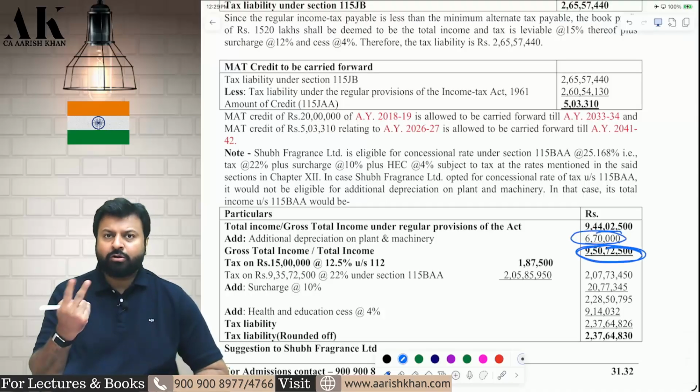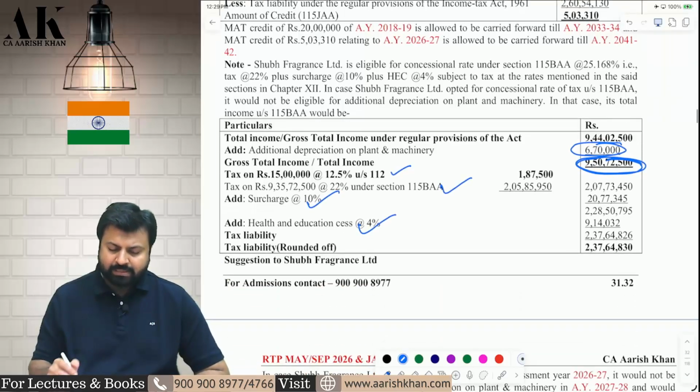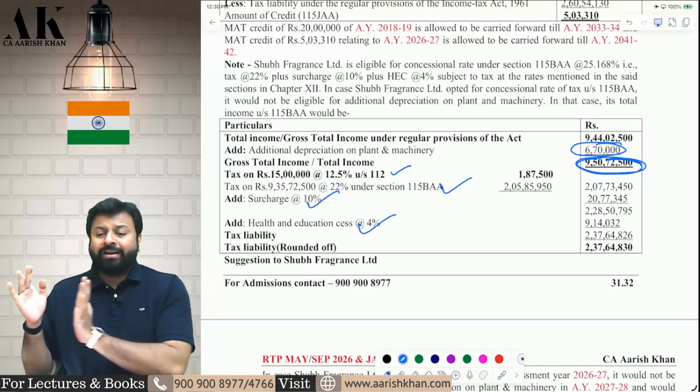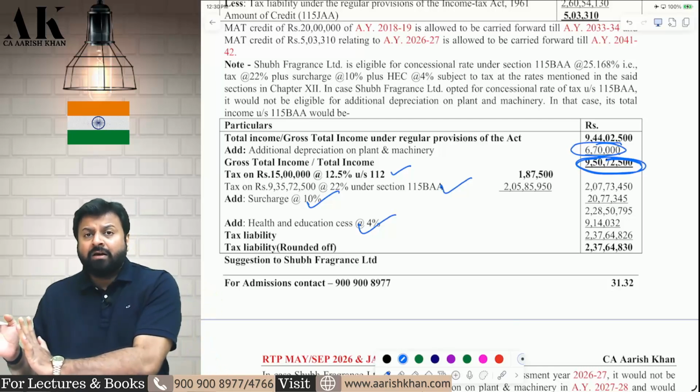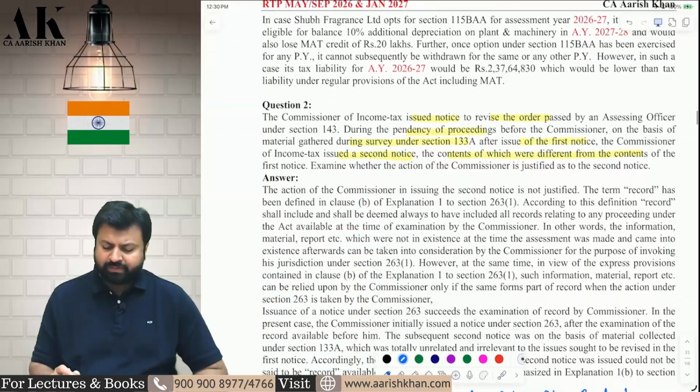In this total income, there are two incomes. One is special income. Long-term capital gains will be chargeable at 12.5%. Other income will be chargeable at normal rate of 22% tax, 10% surcharge, 4% cess. And ultimately, you check which is beneficial. Is the normal provision beneficial or is the 115 BAA beneficial? Whichever is the most beneficial, you have to give comment on that particular thing because that is the question which is asked over here.